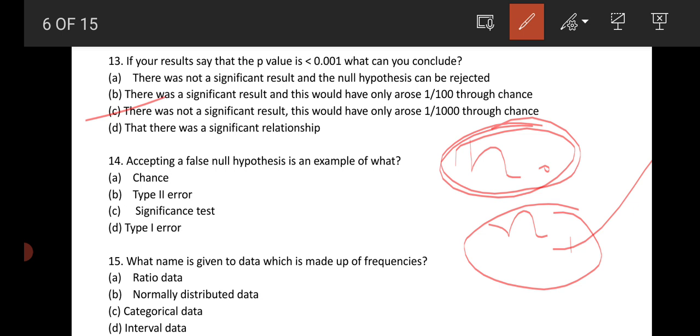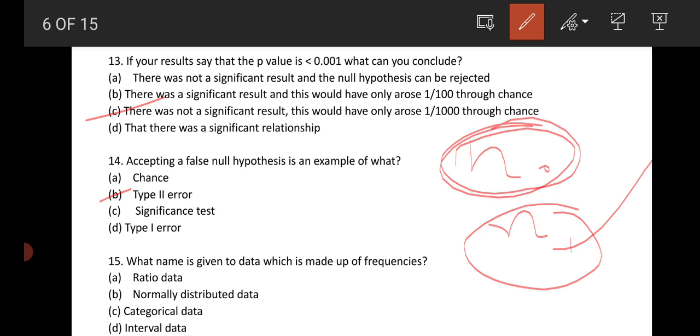Then the 14th question: accepting a false null hypothesis is an example of dash. In the null hypothesis, if the null hypothesis is false but we are accepting it as true, then there is a chance of making a type 2 error.